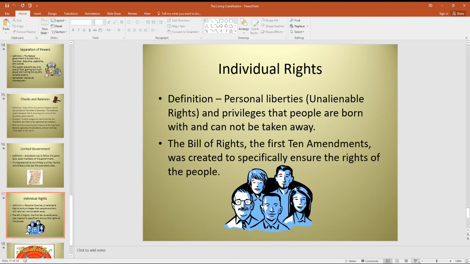Next is individual rights, and this is super important to me. Our individual rights are our personal liberties, our unalienable rights. To be unalienable means they cannot be taken away from you. These are rights and privileges that we are born with. The Bill of Rights, our first 10 amendments, was created to specifically ensure the rights of the people, the rights of life, liberty, and the pursuit of happiness, or in an earlier form, life, liberty, and property.